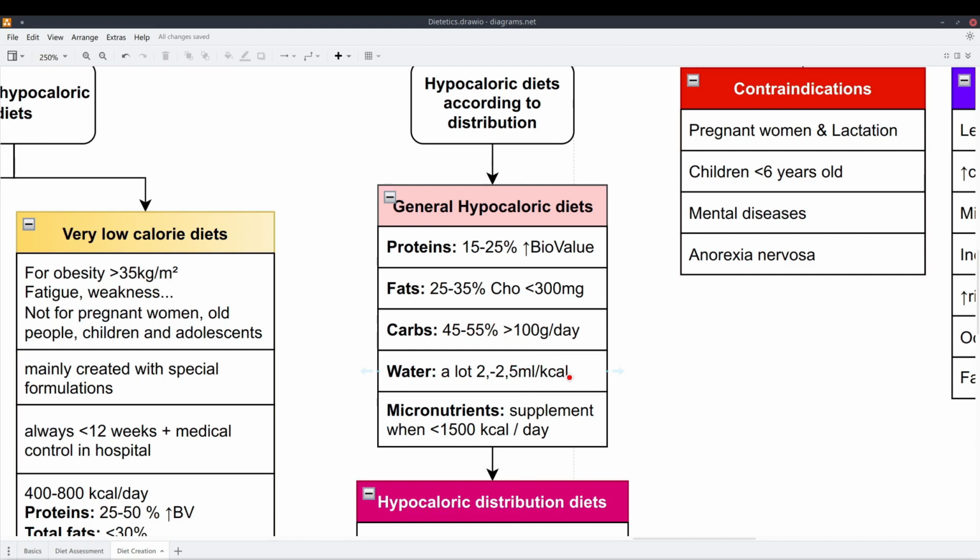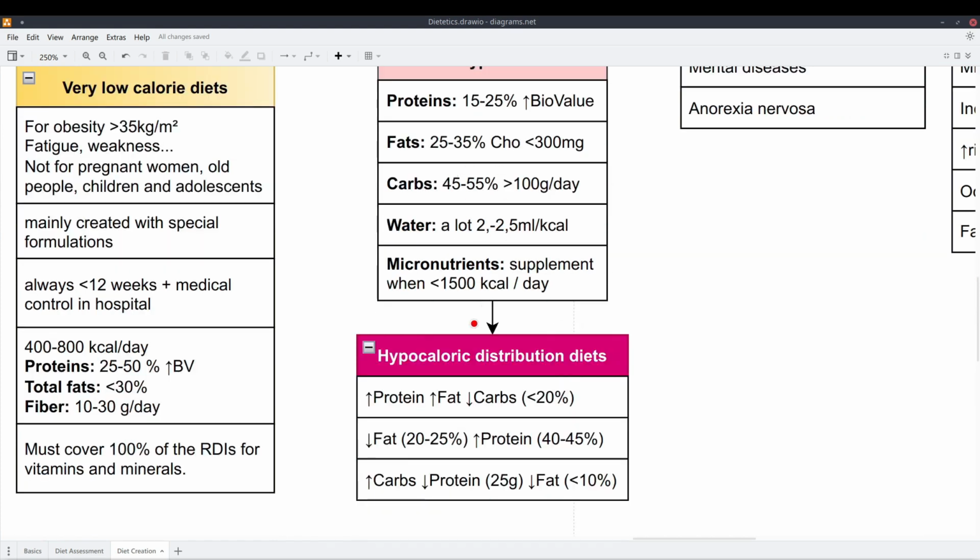This is, for example, if we eat a diet around 1500 calories, then we need to drink at least 3 liters of water. And then micronutrients, and this must be supplemented when the diet is lower than 1500 calories per day. Having that in mind, we can see the differences.